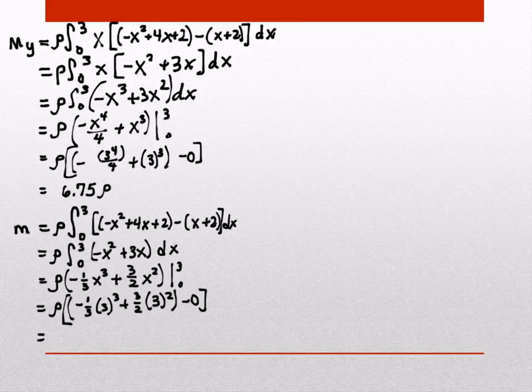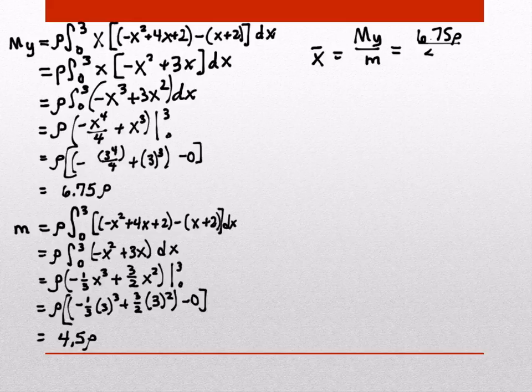It's 4.5 rho. We're almost done. We need to find x bar and y bar. X bar is m sub y over m. What was m sub y? 6.75 rho over m, which was 4.5 rho.